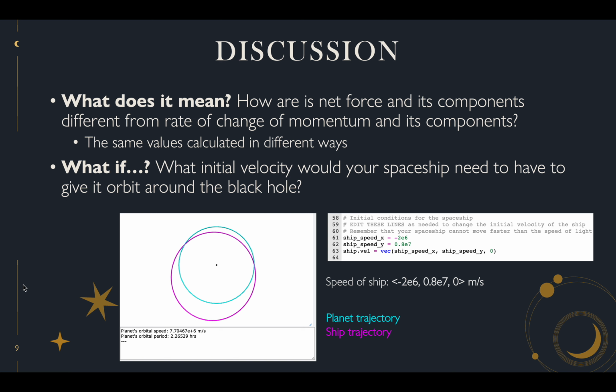The "what if" question asks what initial velocity the spaceship would need to have to orbit the black hole. To do this, I once again used trial and error and found that the velocity negative 2 times 10 to the 6th, 0.8 times 10 to the 7th, allowed the ship to enter orbit around the black hole alongside the planet.